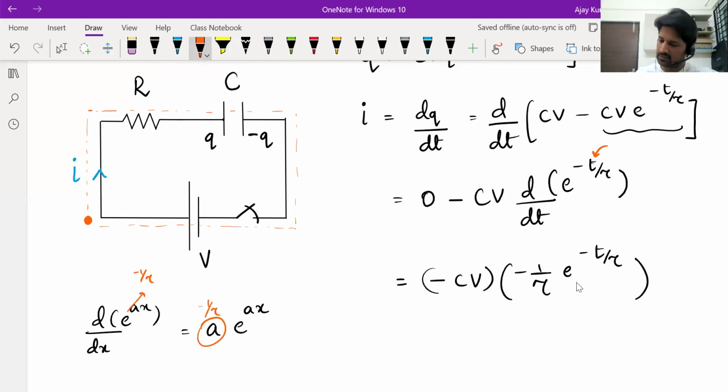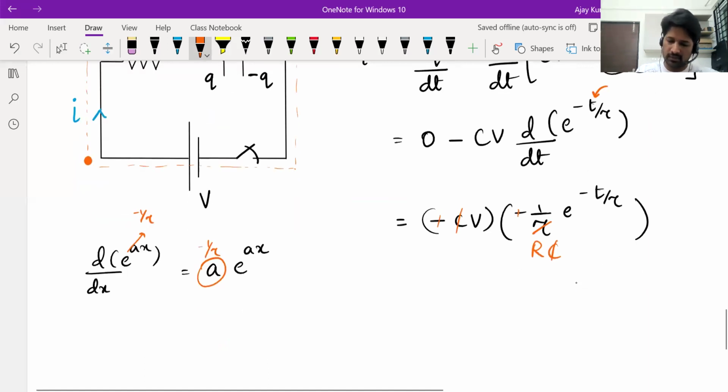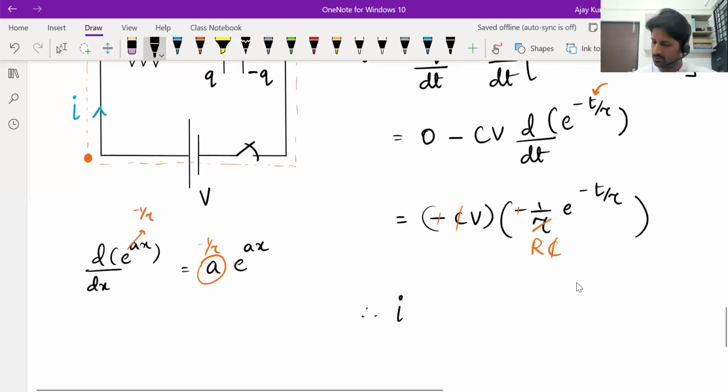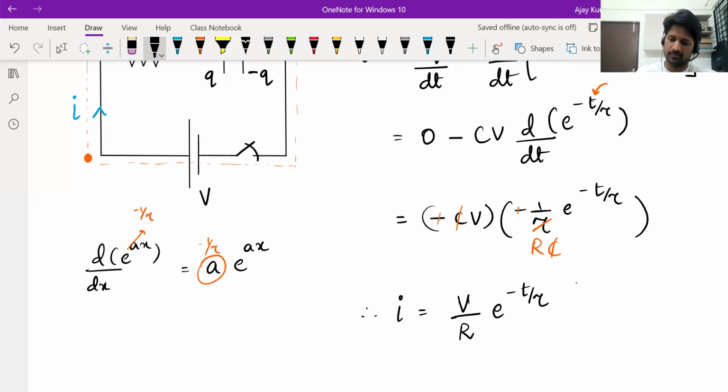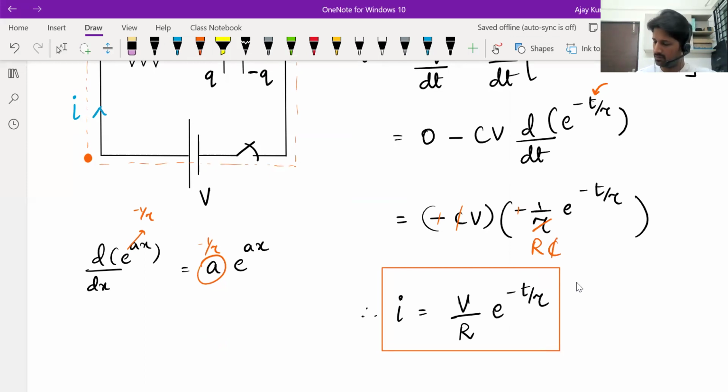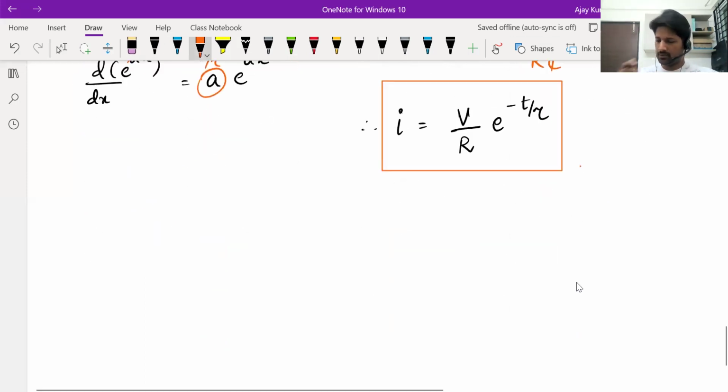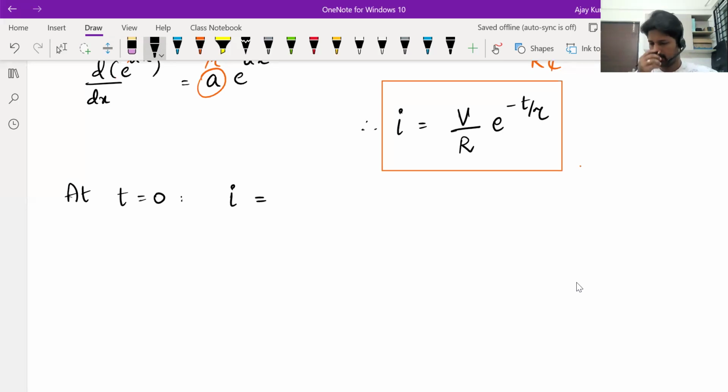And we know tau is equal to RC. C gets cancelled, minus minus also gets cancelled. Therefore, you will be left with I is equal to V by R e power minus t by tau. Let us observe this equation now. Substitute t as 0 in this. How much does the current become? V by R. Substitute 0, e power 0 is 1, so current becomes V by R.